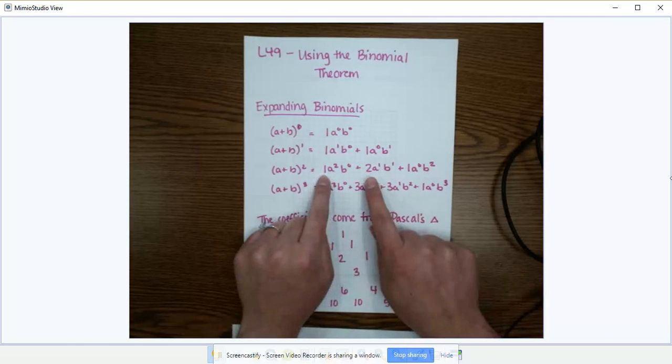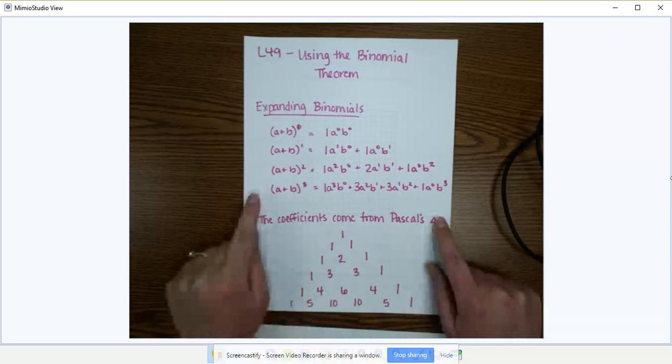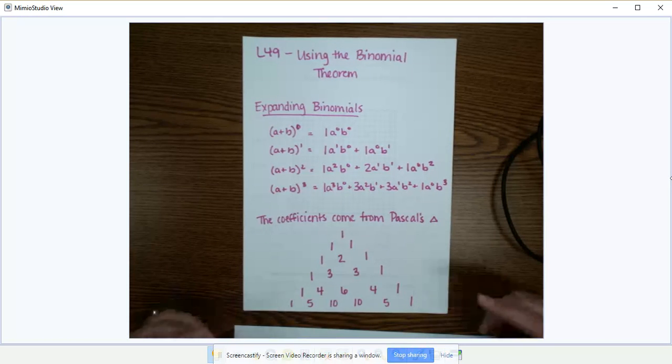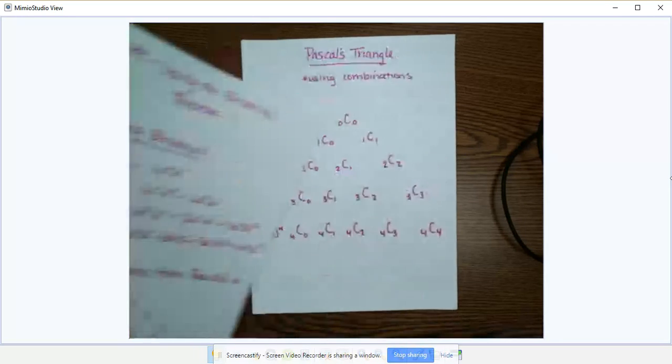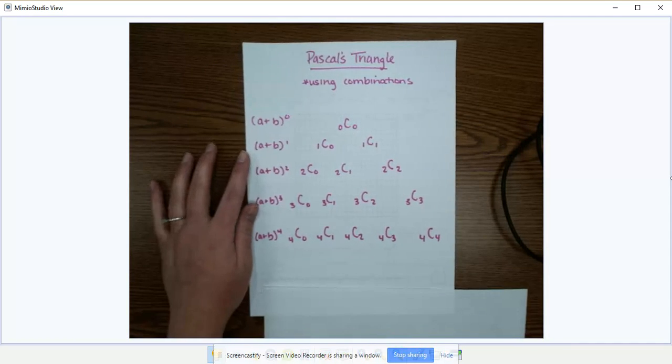If you look up here, 1, 2, 1. Third power is 1, 3, 3, 1, which fits with that pattern right there. The fourth is 1, 4, 6, 4, 1. And then the fifth is 1, 5, 10, 10, 5, 1. This goes on forever and ever. Up until the fifth power is generally what we use. Another way to figure out Pascal's triangle, if you can't memorize that pattern, you can find it using combinations, which we talked about the other day.